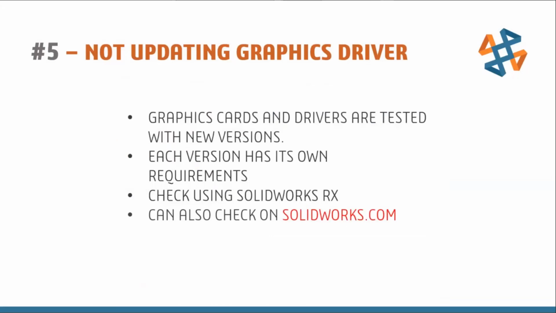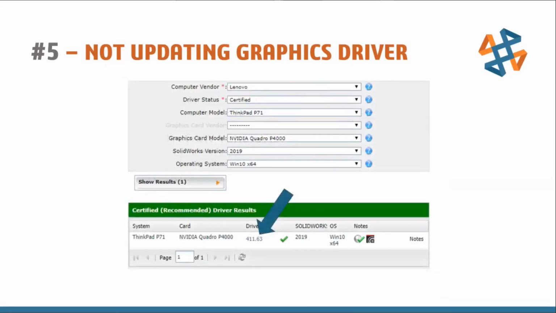You can also check on solidworks.com. If you go there and click into the hardware requirements and then click into graphics drivers, you can fill out this little drop-down list, as you can see at the top here, and it will show you the specific driver that you need for that version of SolidWorks. Now in 2019, this was really easy because it told you the specific driver for almost every single card.